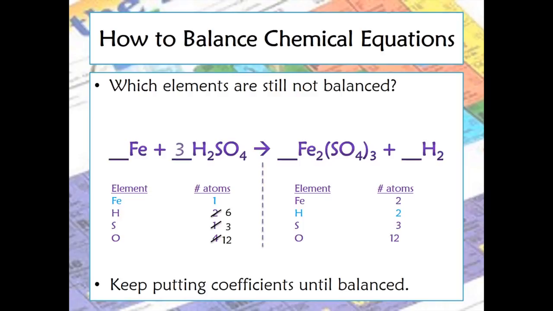We need 2 iron atoms on the left side of the equation, so we'll put a coefficient of 2 in front of the Fe. Now everything is balanced except the hydrogen atoms. We need 6 atoms on the right side, and we only have 2. We can put a coefficient of 3 in front of the H2 on the right side of the equation, and now the equation is balanced.